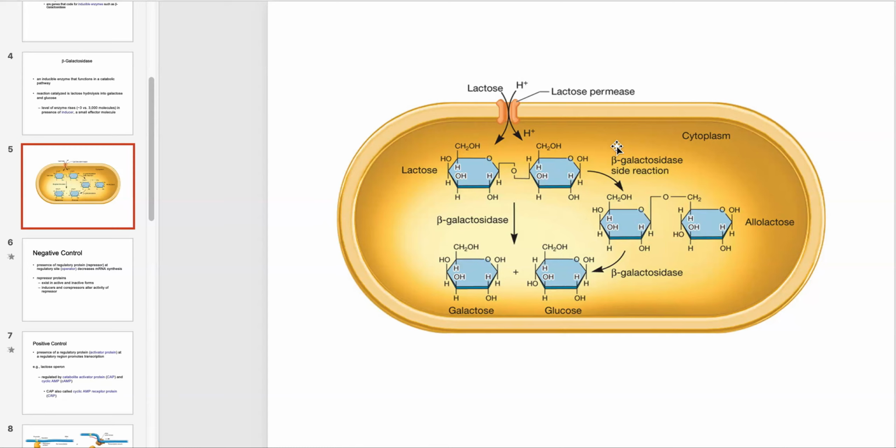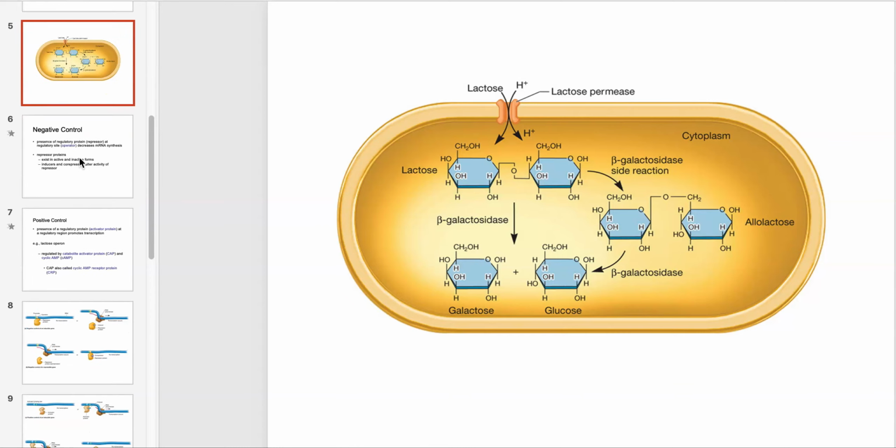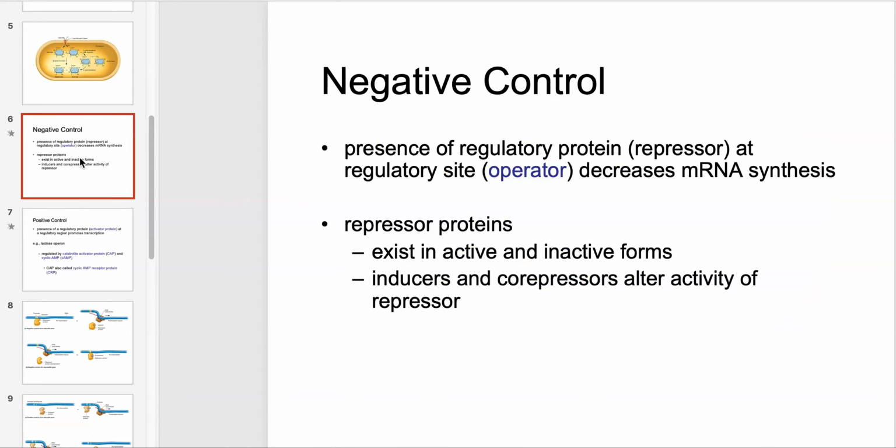There's also a side reaction that beta-galactosidase produces, and it forms this isomer called allolactose. And allolactose is actually the inducer that I alluded to previously. So when the levels of this build up, then the lactose permease and beta-galactosidase activity increase significantly. And I'll put that all together for you soon.